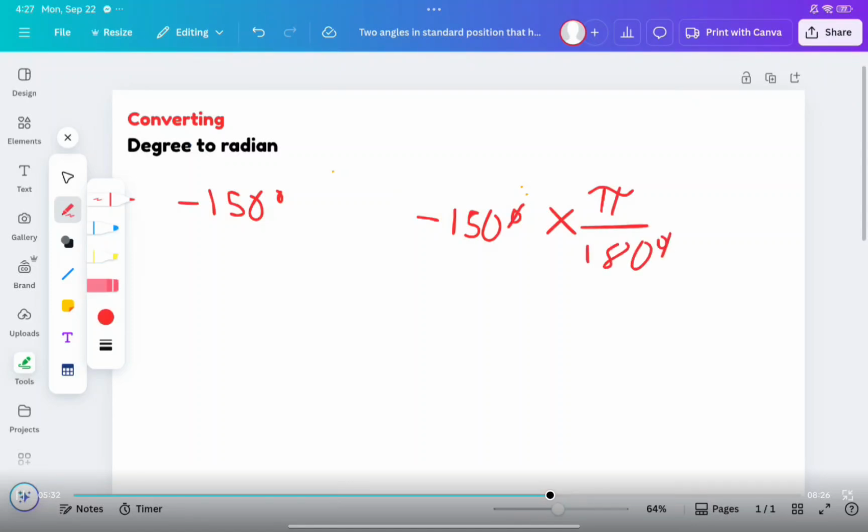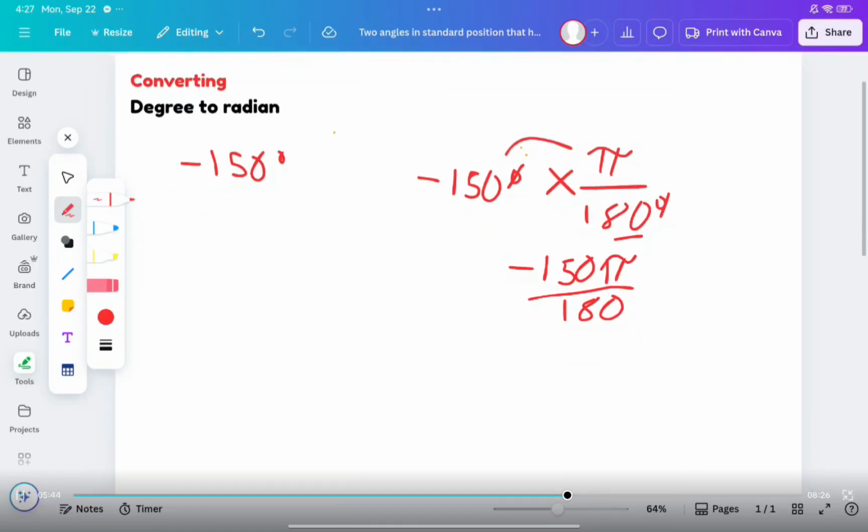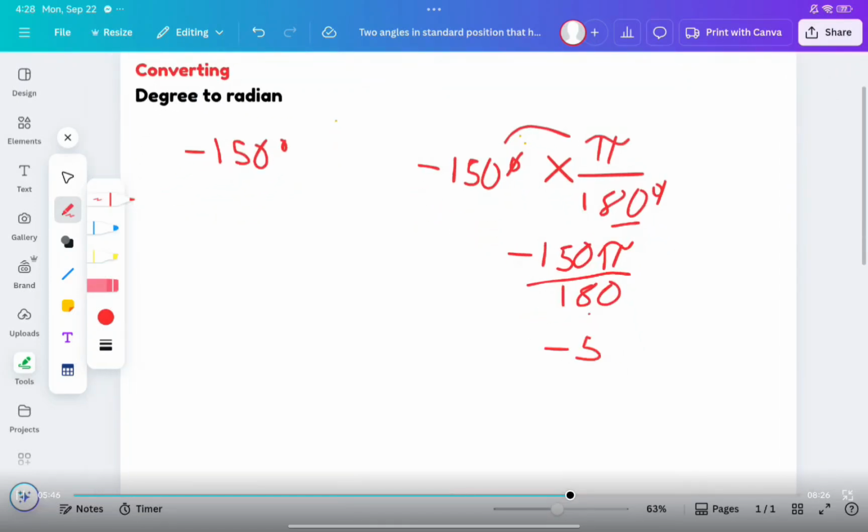Let's just cancel the degrees, and 150 times pi is equal to 150 pi, and copy the denominator. And 150 pi divided by 180 is equal to 5 pi over 6.